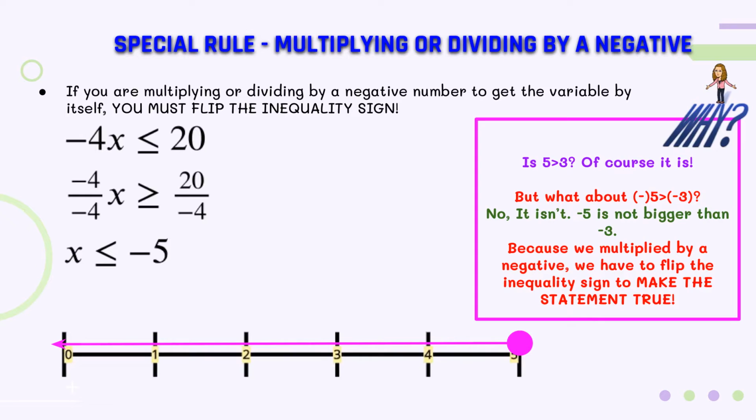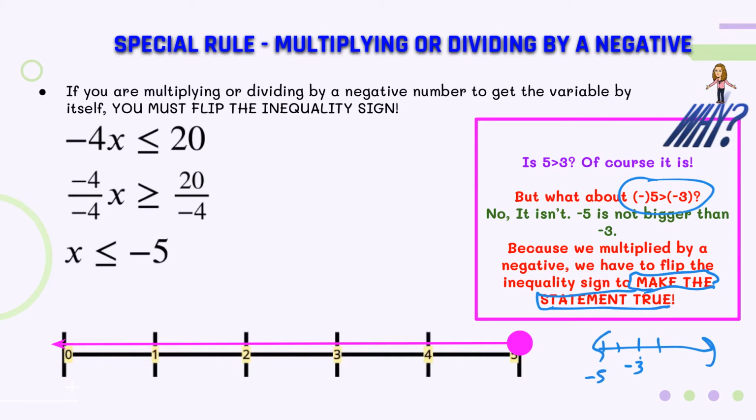Here's a special rule that applies to inequalities. If you are multiplying or dividing by a negative number to get the variable by itself, you must flip the inequality sign. So the reasoning why. Here's an example. Is 5 greater than 3? Well, of course it is. But what about negative 5? Is negative 5 greater than negative 3? If we look at our number line, negative 3, negative 4, negative 5. Negative 3 is actually bigger than negative 5. So this statement is not true. Because we multiplied by a negative, we have to flip the inequality to make this statement true.